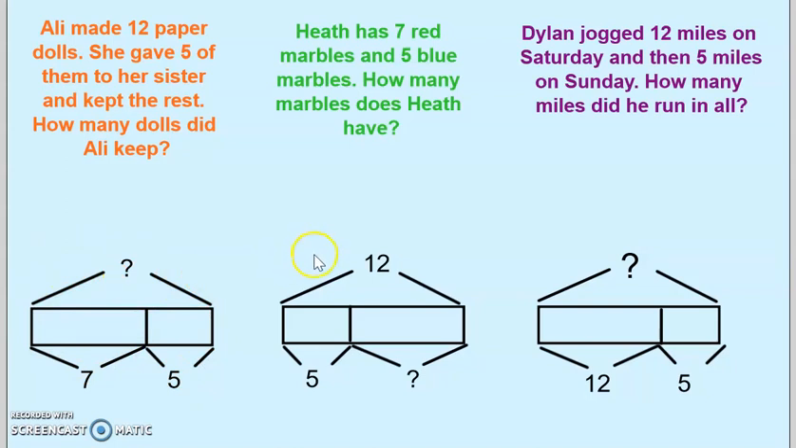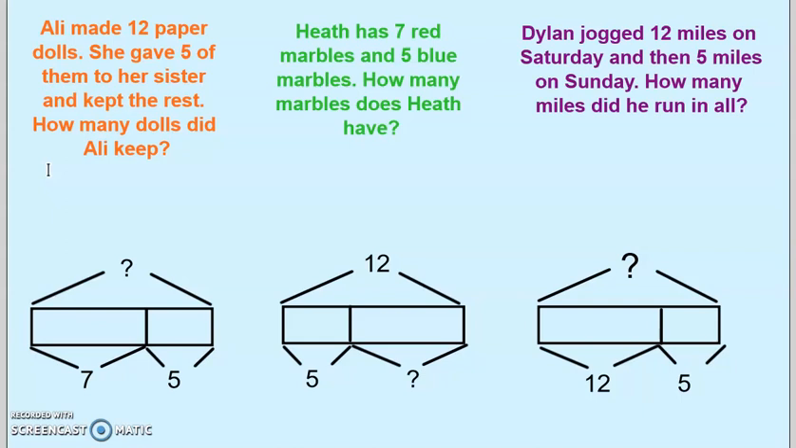In my second model, I notice that the total is here and we have one part, but what we're missing is that second part. In my third model, I'm again missing the total and instead I have the 2 parts. Let's look at the problems and see if we can figure out which problem matches which model. Let's start with Allie. Allie made 12 paper dolls. She gave 5 of them to her sister and kept the rest. How many dolls did Allie keep?